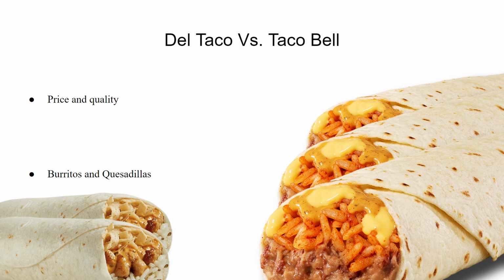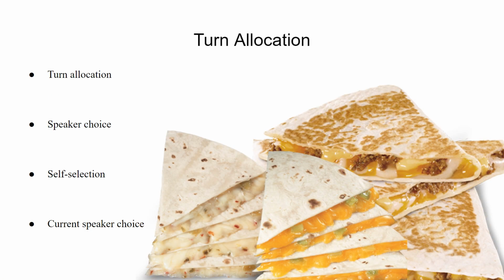To compare these places, we would get items very similar to each other from each place. For example, we got burritos and quesadillas from Del Taco and Taco Bell. Once we got these items home, we'd eat them and then we would compare the price and the quality of this food. While we did this, I observed the use of turn allocation in my group.